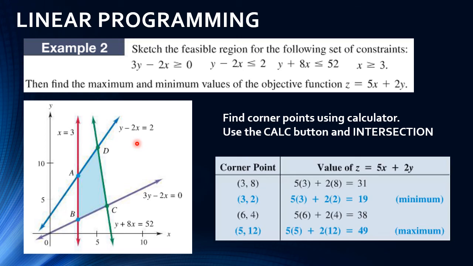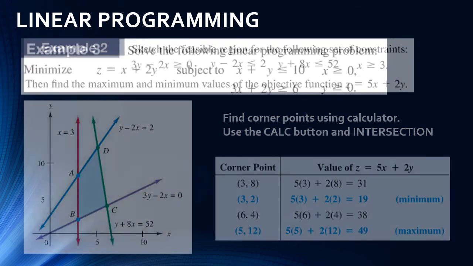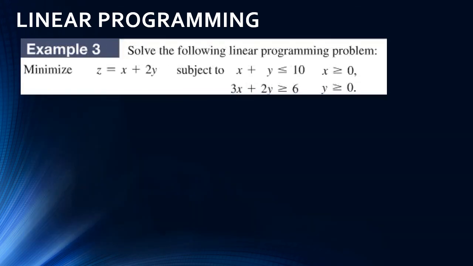Once you find the corner points, you're going to plug them in. And these are the 4 corner points. We plug them in, and we can see that the largest value is 49, and it occurs at the point 5, 12. I guess that's up here. So we have a maximum of 49 at this point, and our minimum value is 19. It's the smallest value at this point. Okay. So let's try one more.